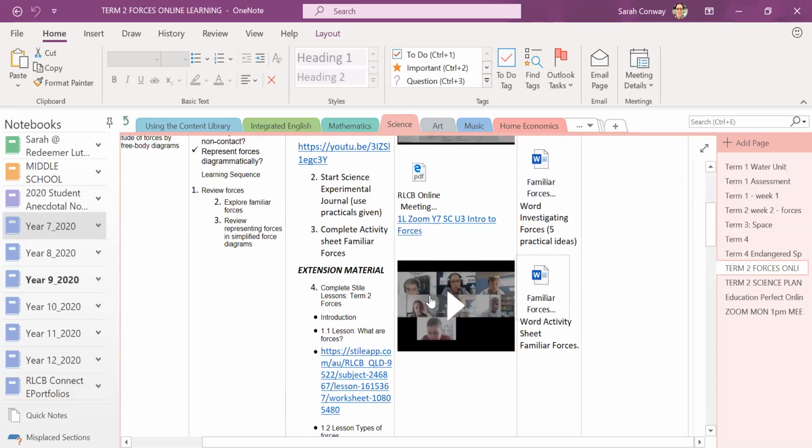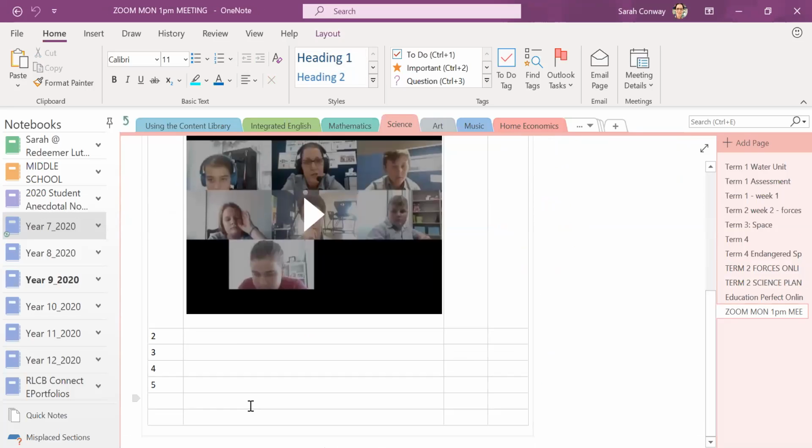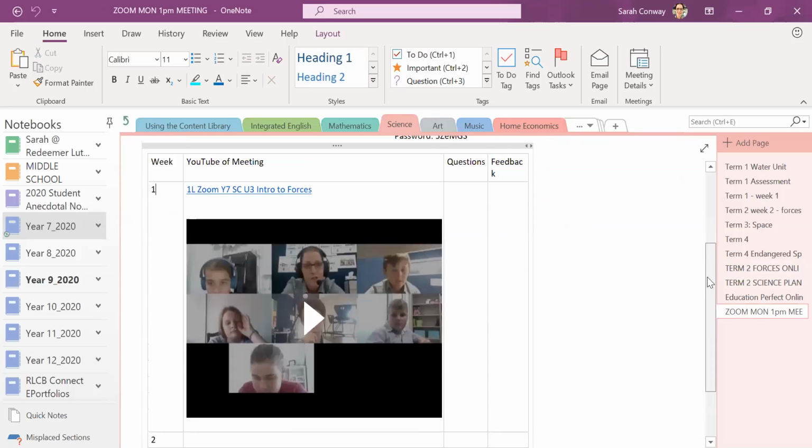If you're ever looking for the Zoom, it's here, but it's also here. Zoom is here as well. And I'll put today's Zoom just in week 2 right here. So if you ever want to see what we learned in Zoom, it's right there on OneNote. Okay, looking up again.